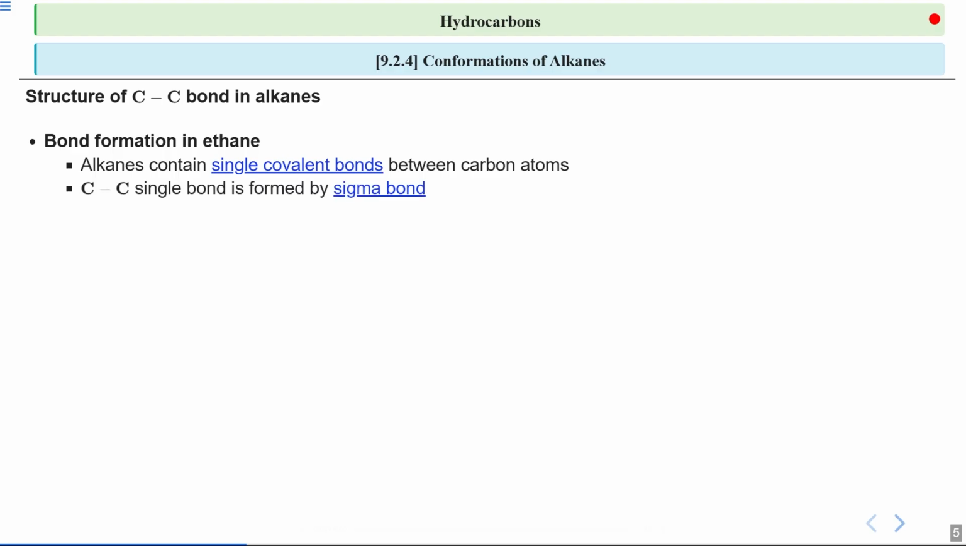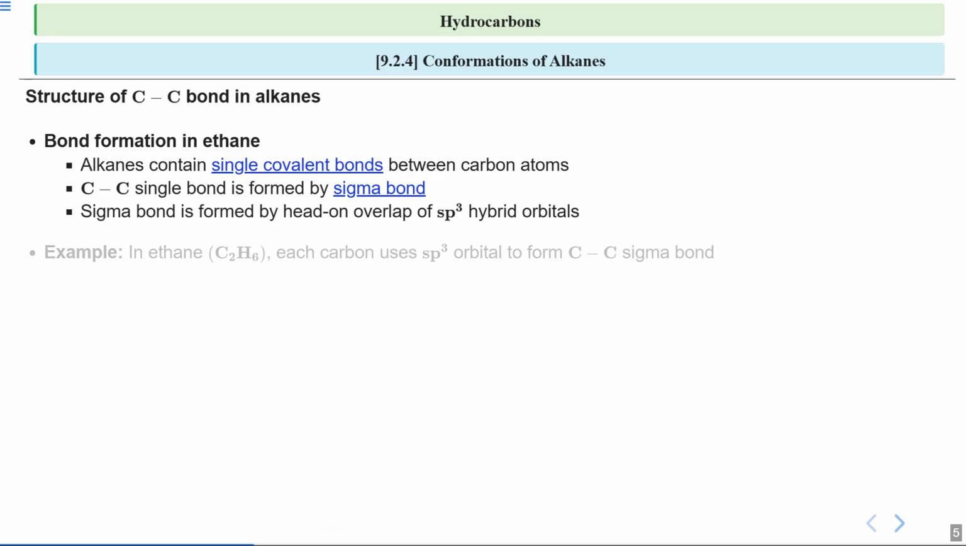Next, the single covalent bond between two carbon atoms is named a sigma bond. The sigma bond is the strongest type of covalent bond and is formed by the direct overlap of orbitals. Sigma bond is formed by the head-on overlap of sp3 hybrid orbitals. So hybrid orbitals, you know it very well, are a mix of different atomic orbitals, which allows for a stronger and more stable bond as compared to the pure atomic orbitals.